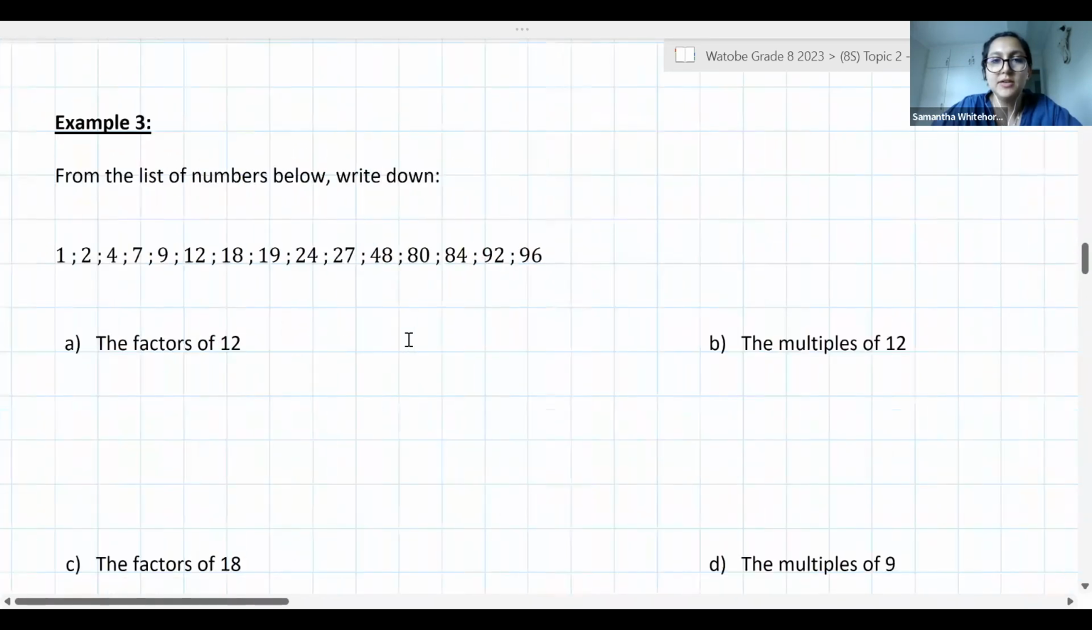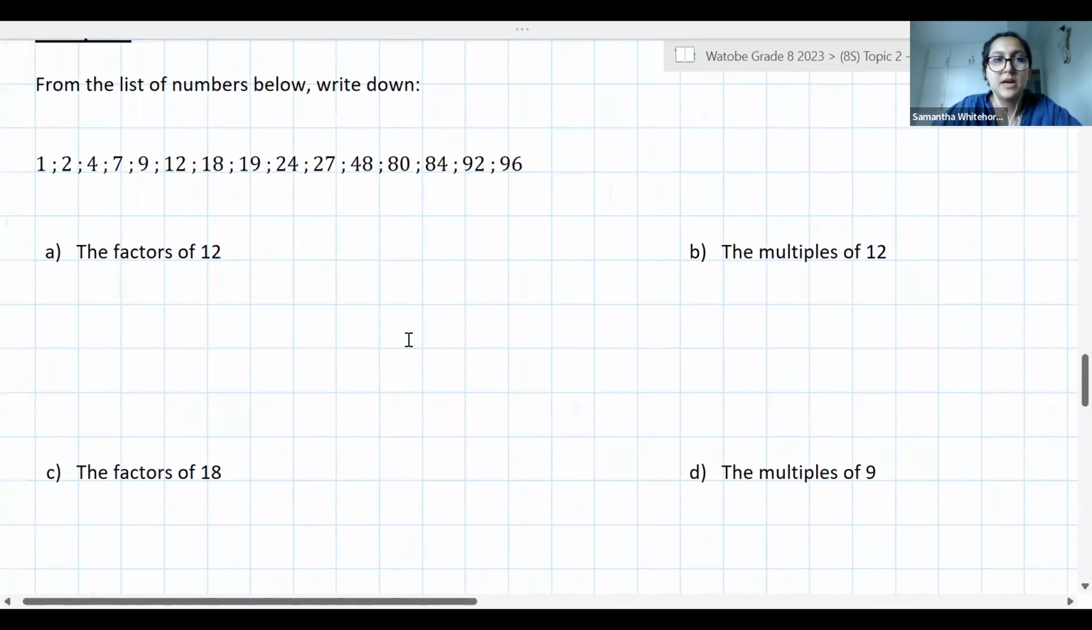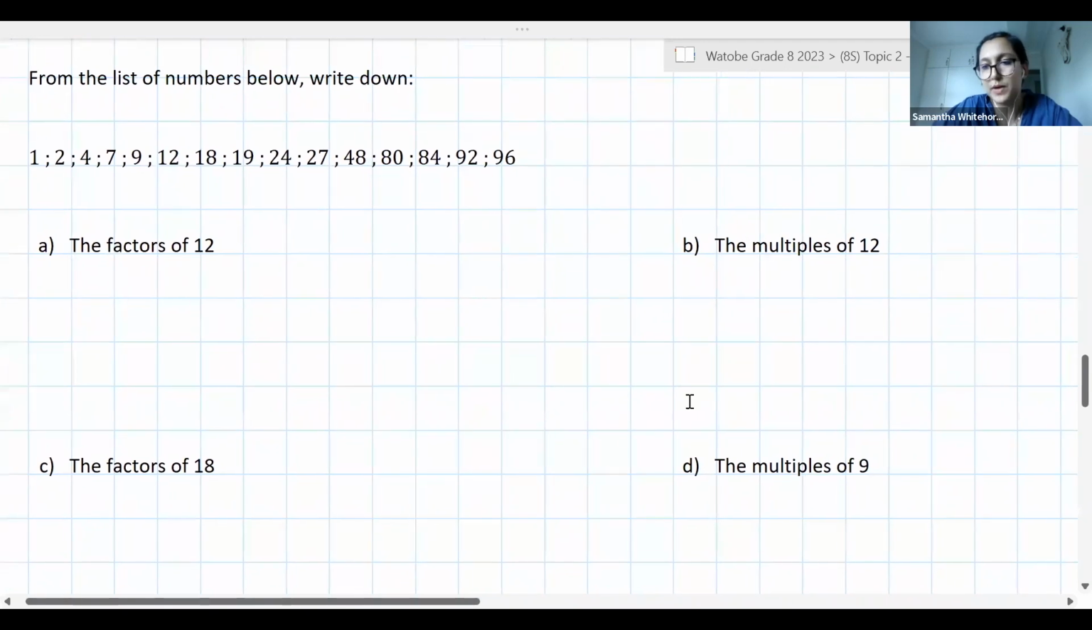Okay, so here we've got a whole long list of numbers and we want to answer these questions. So what I'm going to do is give you guys a minute or two to try questions A, B, C, and D, and then I'm going to take some hands to get those answers. We'll see how we go.